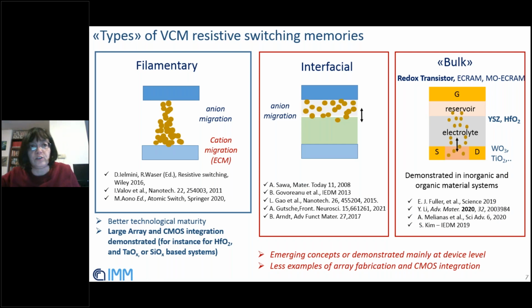As you can see, there is not just one device, but a plethora of different devices. On the left, I show the filamentary switch, which is the most advanced device at the technological level, and which exploits anion or cation migration for ECM. Indeed, you can control the device conductance by the formation and dissolution of a local filament made of defects shorting 2 electrodes. These concepts are quite advanced, and most of the more promising applications in terms of circuits have been shown using filamentary devices.